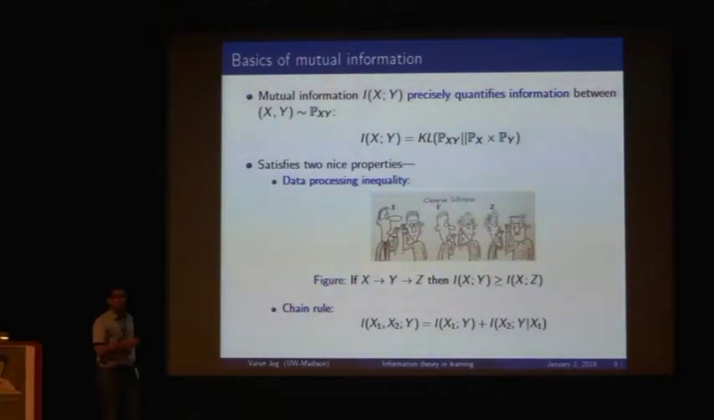But really these are the only two properties of mutual information that I'm going to need: data processing and the chain rule. Okay, so that's my one slide introduction to information theory.